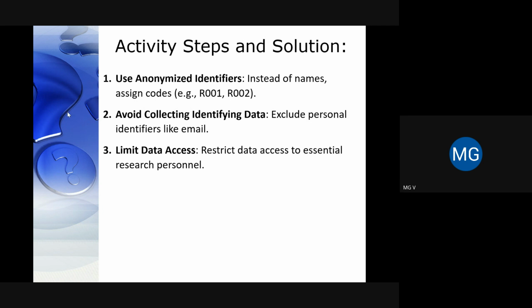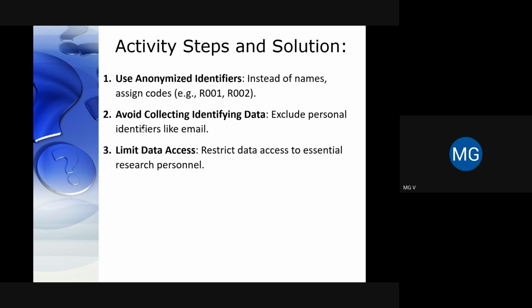Right? Avoid collecting identifying data. So you should exclude personal identifiers like email. You see, yesterday when we were creating a Google form, there was an option in settings whether you want to collect email IDs or not. If you disable this option, then you will never get to know who said what.